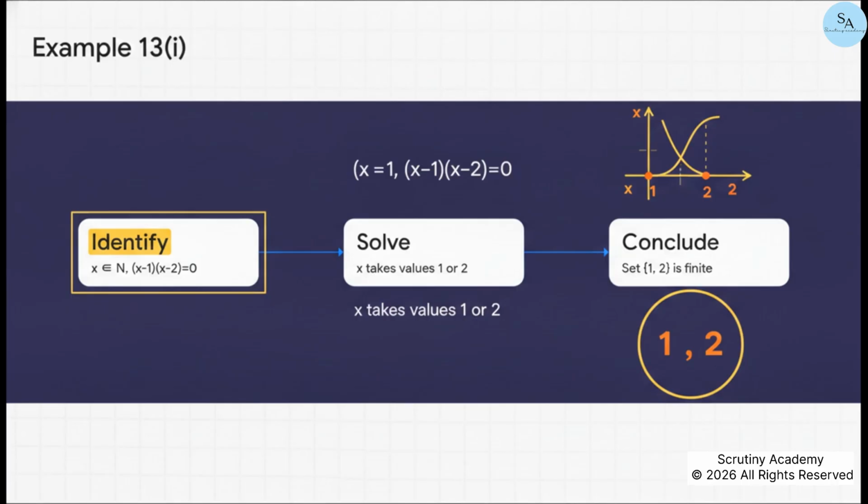Step 4. We write out our list. The set is just the numbers 1 and 2. Step 5. The conclusion. It has exactly 2 elements, so it is a finite set. Always visualize the logic, solve the math, and then look back at the set notation.